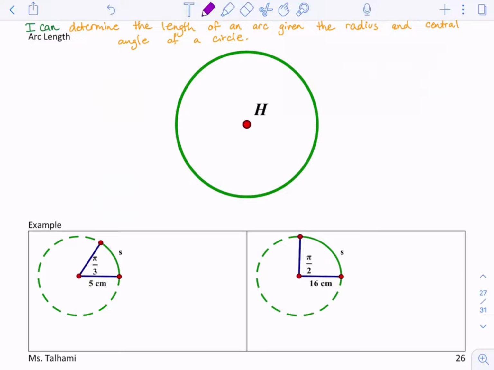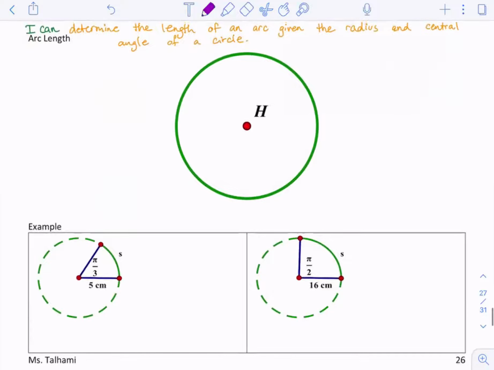So today's learning objective, we want to be able to determine the length of an arc given the radius and the central angle of a circle. So this is going to take us back to something we learned last week. Now, notice the difference of the question. It's not asking you the measure in degrees. It's asking you the length, the actual length. If we could take a ruler, but a ruler has a straight edge. A circle here is a rounded edge.